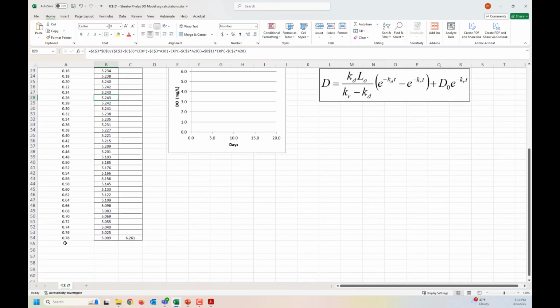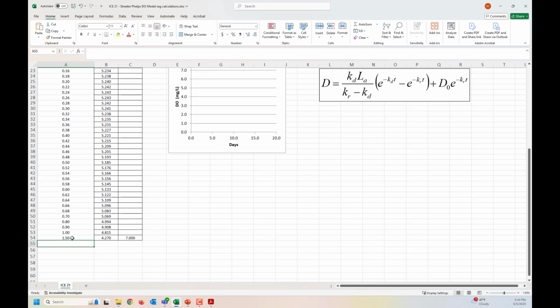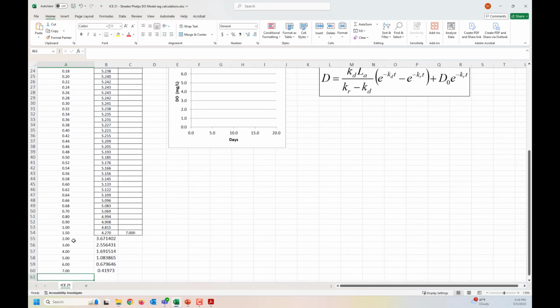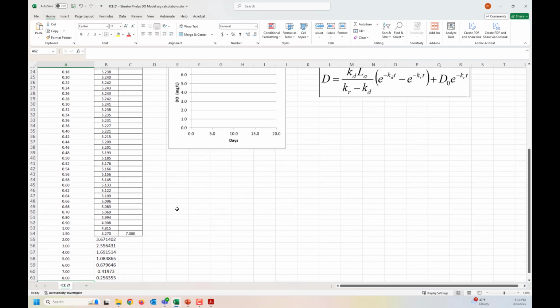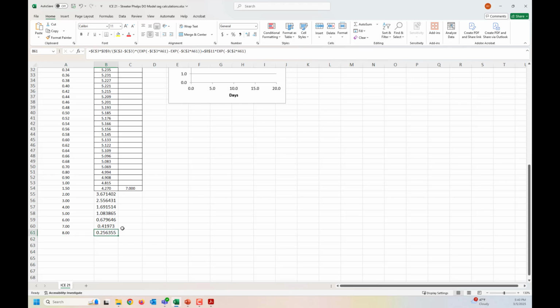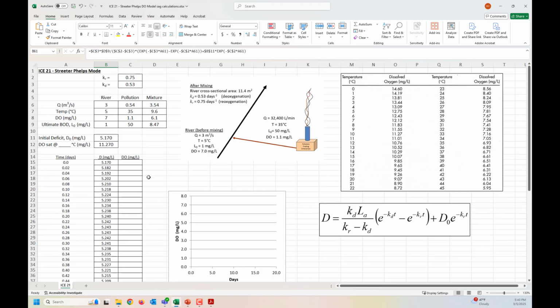And so if I wanted, I could continue this further, or maybe once I get to a certain point, I could go in bigger increments. And so from 0.7 to 0.8, 0.9, 1, 1.5. Like, we're just kind of curious to see 3, 4, 5, 6. The deficit's getting smaller and smaller, 7, 8. It eventually should reoxygenate the river all of the way.